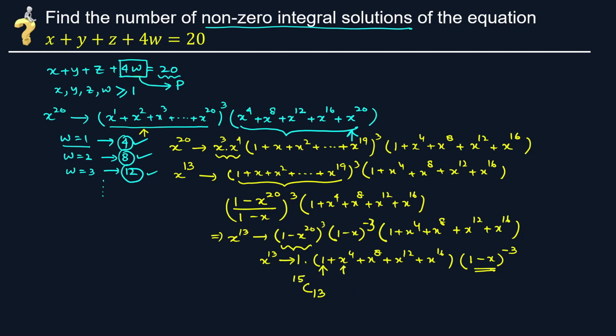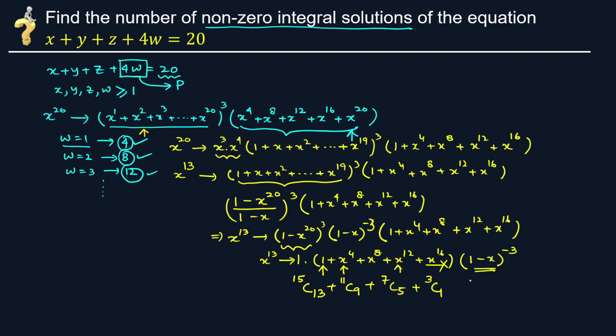We are having x to the power 4 here, so we need x to the power 9 from this expansion. So it will be C9. Difference is 2, so it will be 11C9. Plus, here it is x to the power 8, so we need x to the power 5 from here. Difference is 2, so it will be 7C5. For x to the power 12, I need only x, so it will be C1. Difference is 2, so it will be 3C1. And I don't need x to the power 16, right? Because it will exceed x to the power 13.